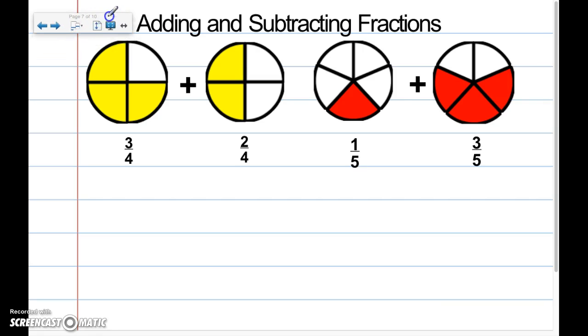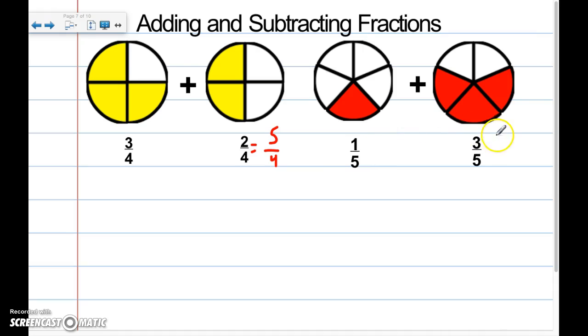Let's talk about adding and subtracting fractions. This is very easy whenever you have a denominator that is the same. So let's look at this. I have 3/4 here and 2/4 here. Well, the denominator is going to stay the same because the circle is cut into the same pieces, which are fourths. So 3/4 plus this 2/4, they're still cut into fourths, is going to equal 5/4 because that's how many pieces are yellow.